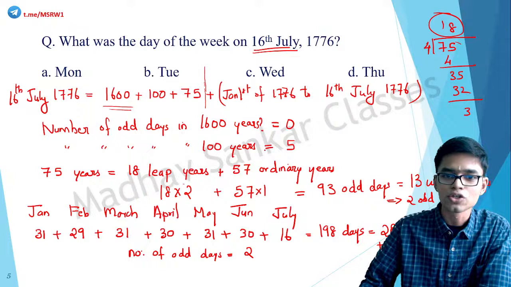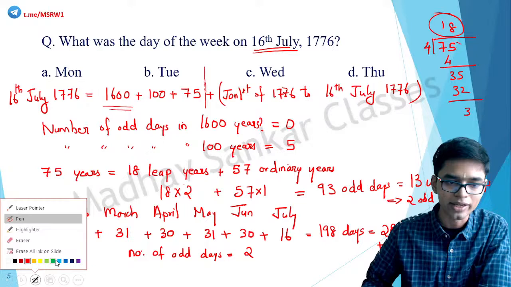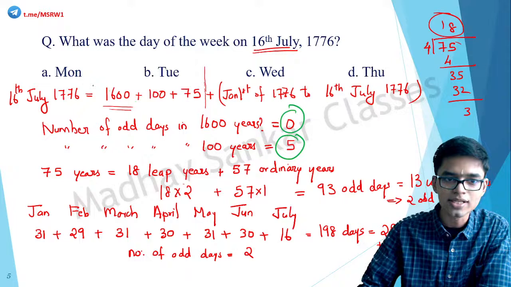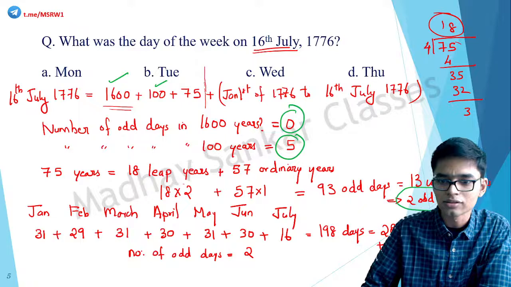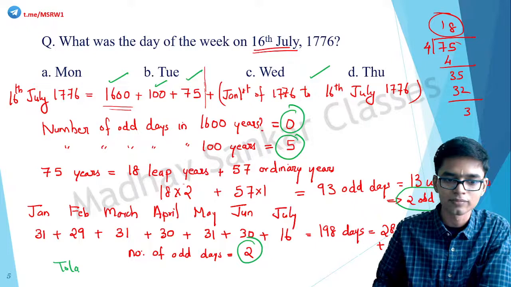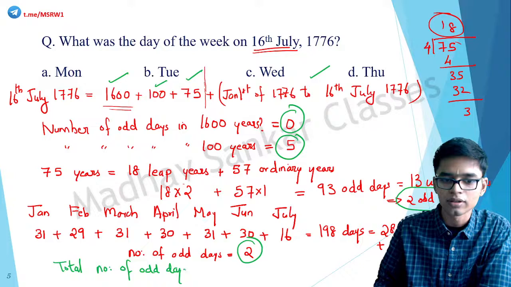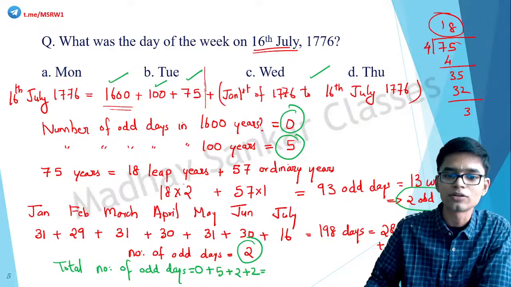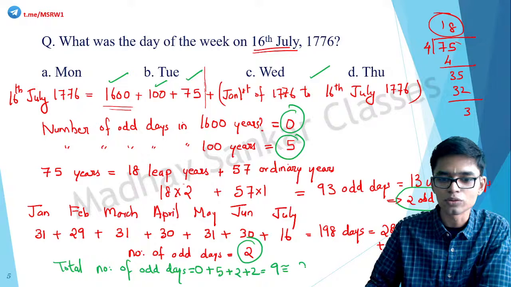Clear. So what is the total number of odd days? I will just use another color for identifying it. The odd days are 0 for 1600 years, 5 for 100 years, 2 odd days for 75 years, and from Jan 1st to 16th of July 1776, we have 2 odd days. Correct? So, total number of odd days is equal to 0 plus 5 plus 2 plus 2, which is equal to 9, correct? Which is 1 week and 2 odd days, so this is equal to 2 odd days.